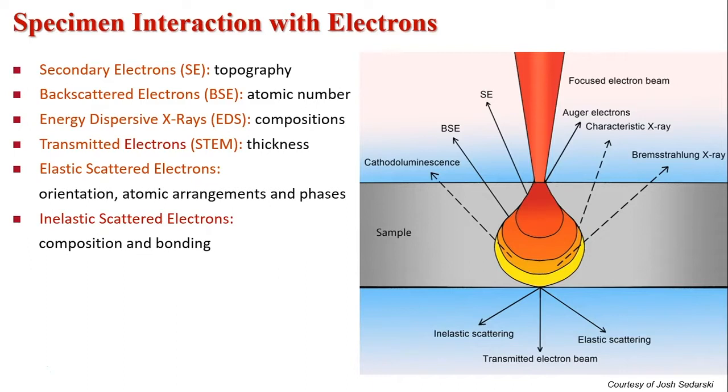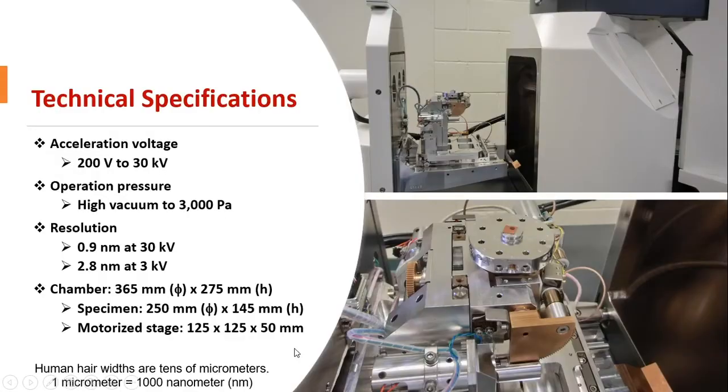The ESEM at Hamline has 5 detectors, including a secondary electron detector, backscattered electrons, energy-dispersive X-rays, a scanning transmission electron microscopy detector, and also another detector used in the variable pressure or environmental mode. This is the specification: acceleration voltage from 200 volts to 30 kV, operation pressure from high vacuum to 3000 Pascal.